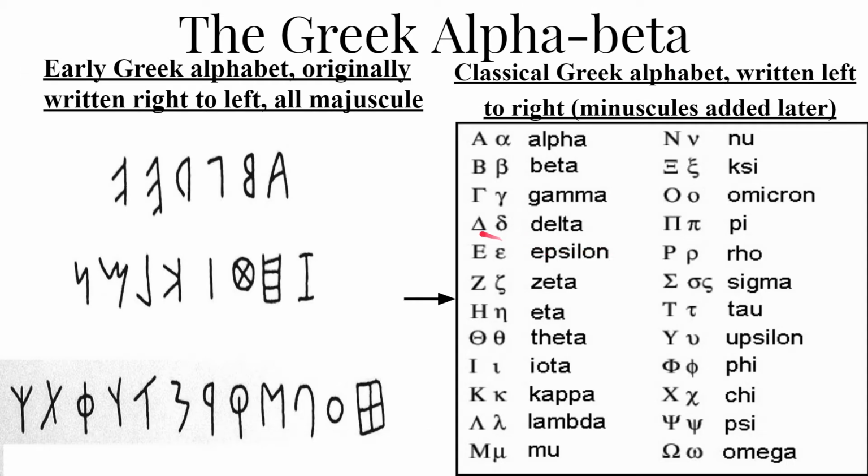In the classical alphabet, we then flip this around so that now we're reading from left to right, the way that we do today. And the minuscules were added later, those smaller letters. So we have the big letters and then the little letters. So of course this is the alphabet as we know it, and the alphabet that we're going to use in class.